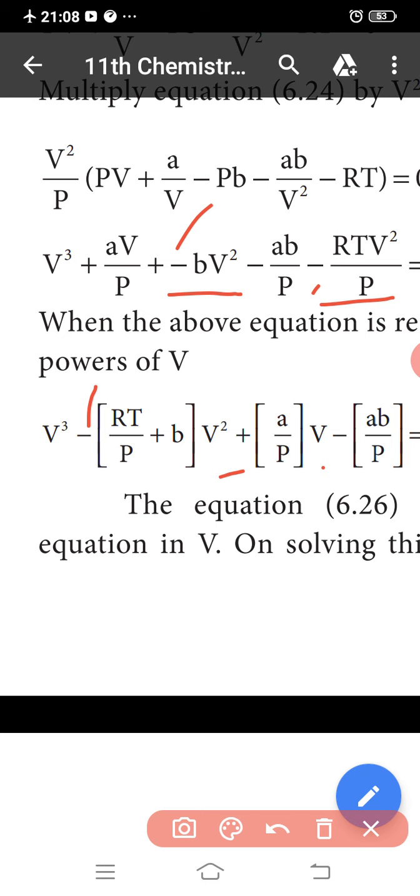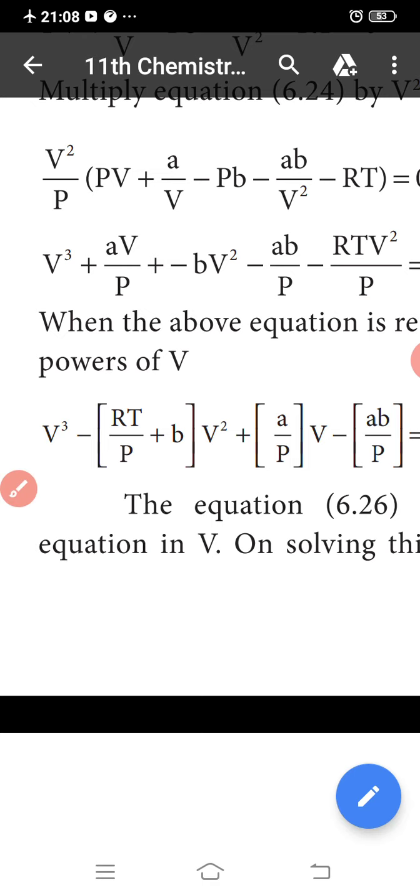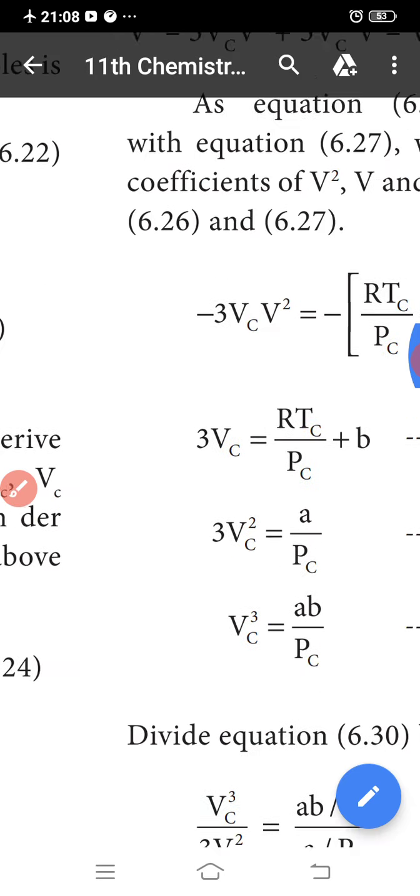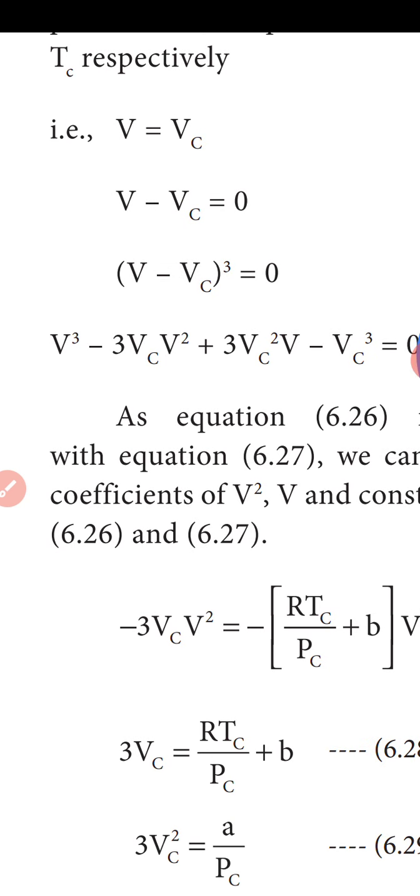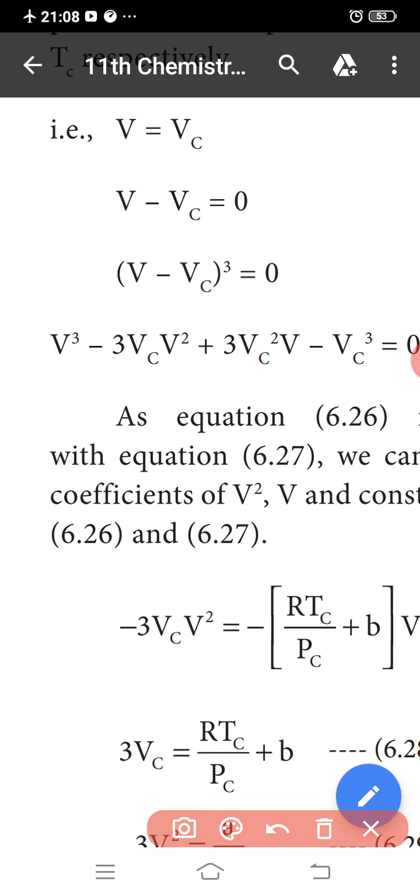This equation is a cubic equation in V. On solving it, we will get three solutions. These three solutions correspond to the critical temperature, critical pressure and the critical volume. Let us discuss the critical volume first: V = Vc, so V − Vc = 0, and as it is cubic, (V − Vc)³ = 0.